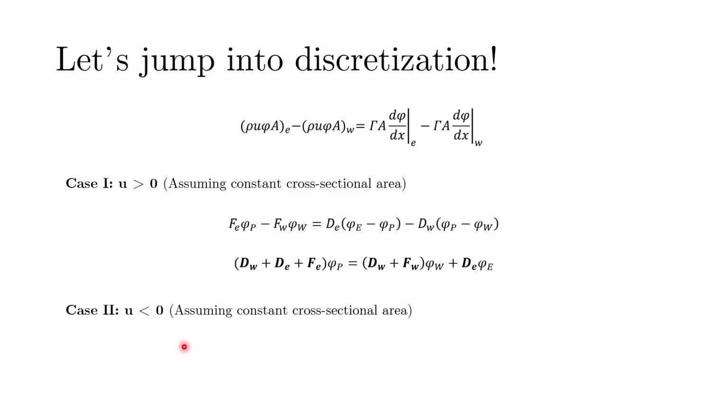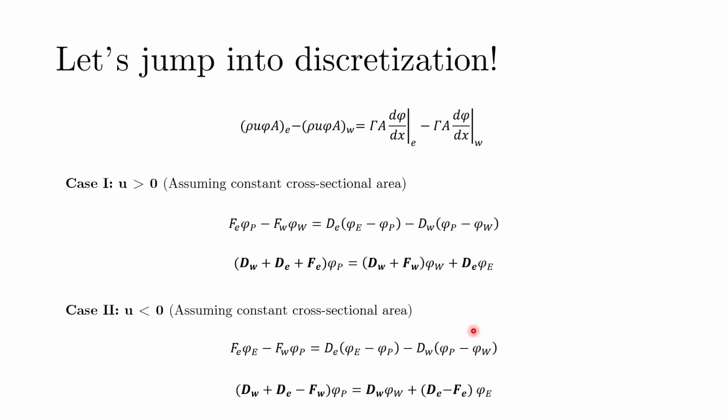But of course u could as well be less than 0. So let us see how the governing equation or the discretized equation changes. For that particular case, we have to substitute for phi at small e as phi at capital E, and similarly phi at small w would become phi at capital P, and everything else would be the same. So between this particular equation and this equation, only the phi values are changed, the rest of the things are as they are. And now when we rearrange this equation, you can arrive at this particular equation.